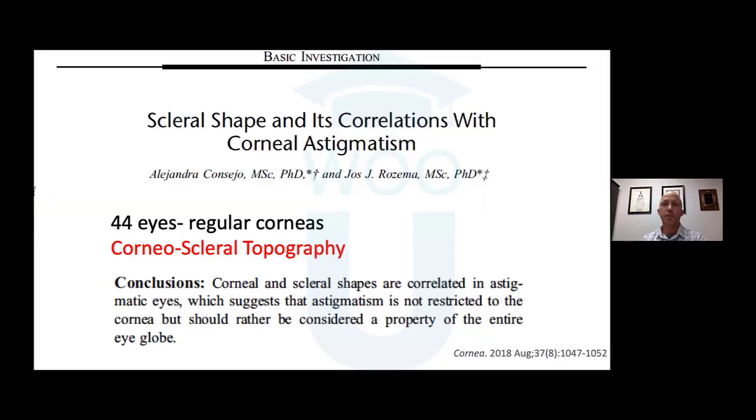Until we had this paper by Consejo in the 2018 Cornea edition, "Scleral Shape and its Correlations with Corneal Astigmatism," which did show a relationship. One difference between their study and the previous studies was that they used corneal-scleral topography. Their conclusions were that corneal and scleral shapes are correlated in astigmatic eyes, which suggests that astigmatism is not restricted to the cornea, but should rather be considered a property of the entire globe.